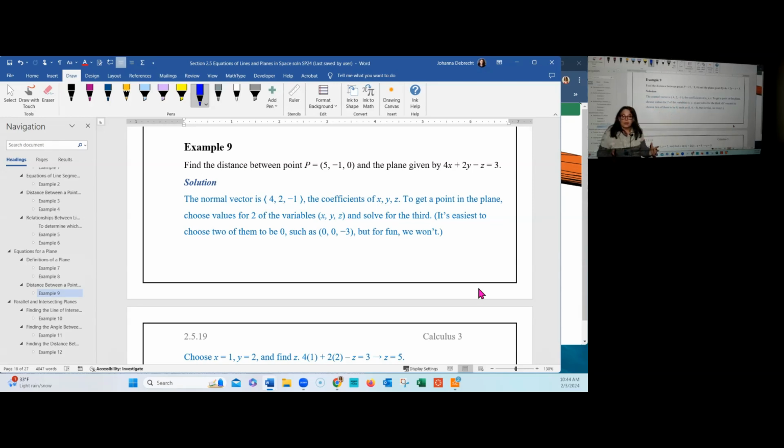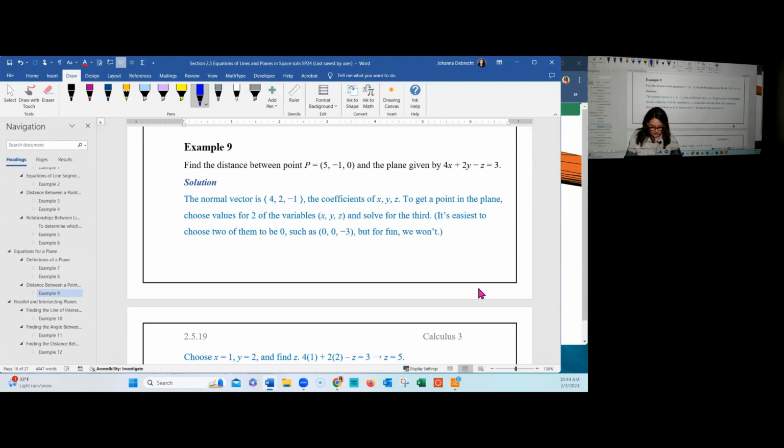I need a point in the plane. How do I get a point in the plane? Well, all you have to do is pick 2 variables and find the third one. The easiest thing to do would be to say x is 0, y is 0, so z is -3. So that's the point 0, 0, -3. But just for fun and to make it harder, since I always want to do the hardest ones I can in the lecture so that you have easier things to do in the homework, we're going to choose something different. But 0, 0, -3 would be the easiest point that is on the plane.